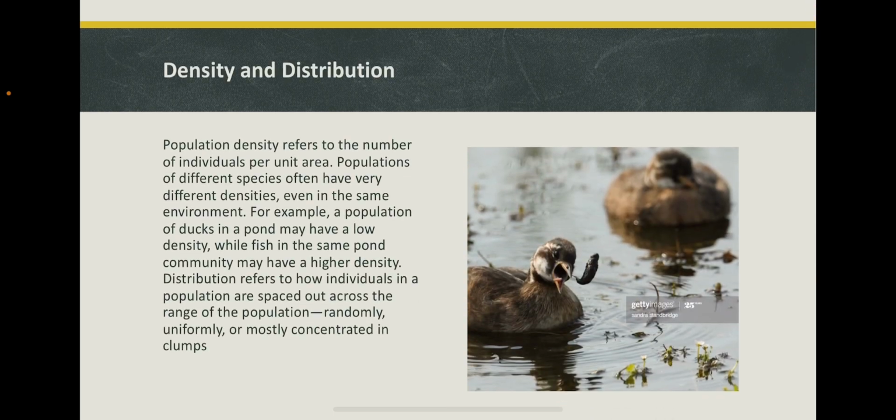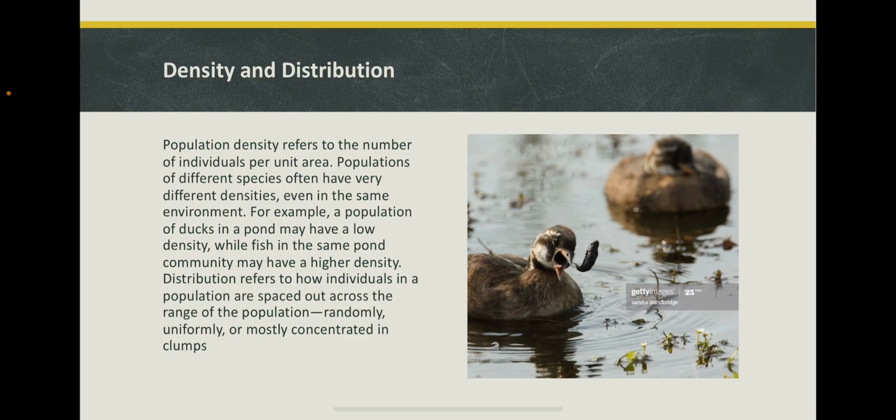Okay, this is the density and distribution. Population density refers to the number of individuals per unit area. Populations of different species often have very different densities, even in the same environment. For example, a population of ducks in a pond may have a low density, while fish in the same pond community may have a higher density.